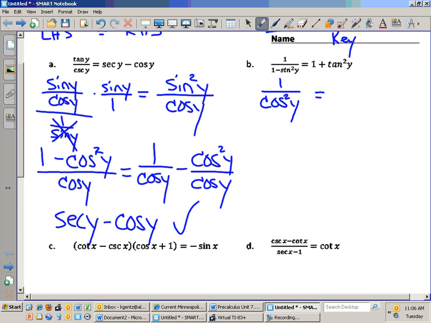What would you like to do now? Yes, 1 over cosine squared is secant squared. What do I know secant squared is equal to? Look at your sheet. Look at number 6.